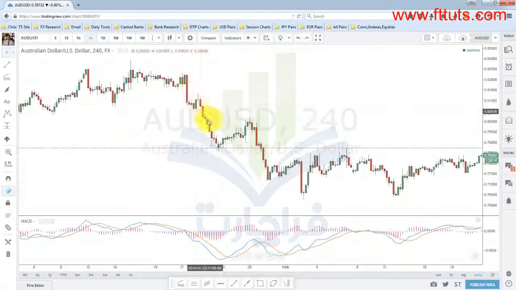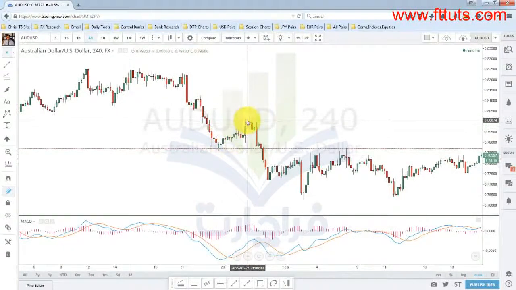Right now the market has moved down to a new low. We don't have any divergence. We're getting a pullback here. We're getting a pullback. So what are we looking to do? We're looking to stay with the trend. We don't have a divergence, so we're looking for another downside move.